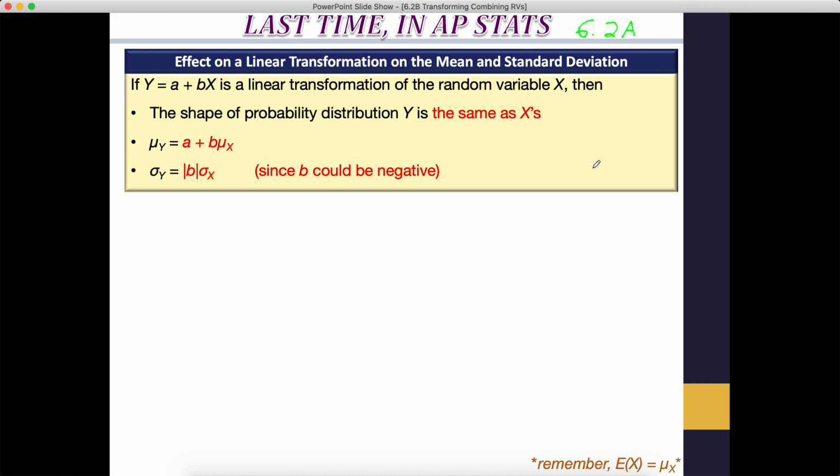Also, one more small note, which I have with an asterisk on the bottom, is that E of x and mu sub x are the same thing. They both represent a measure of center for a random variable. They both represent the mean, and we should be comfortable using these two terms interchangeably.